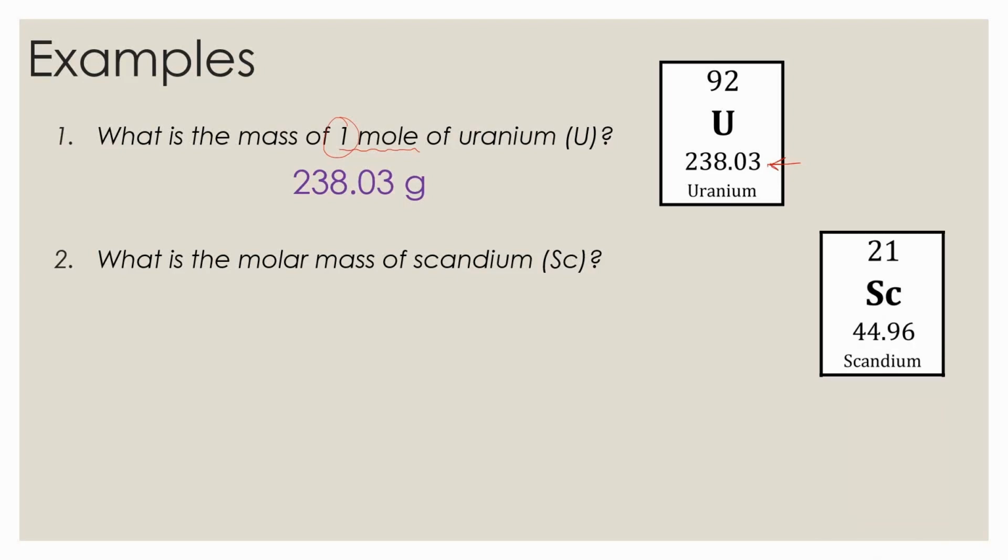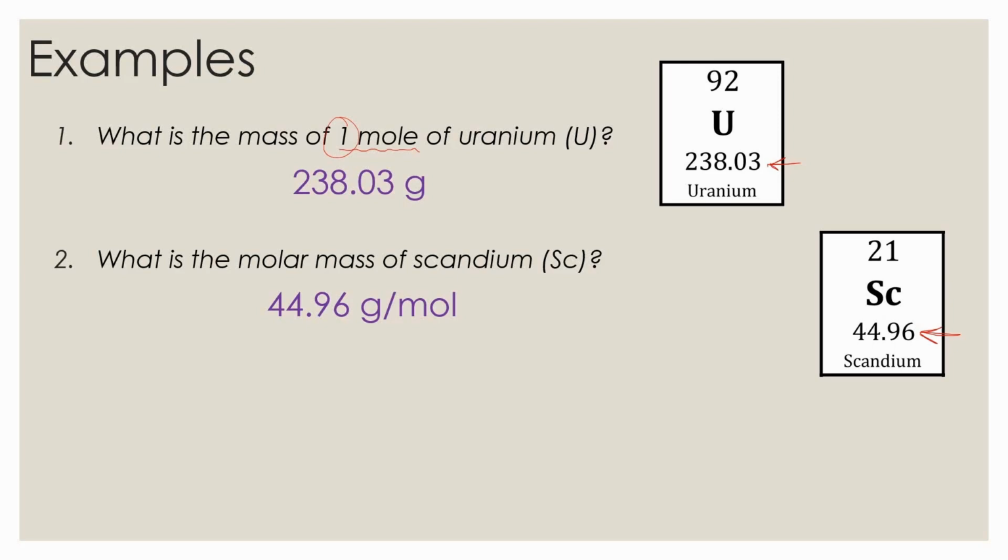Scandium is number 21, atomic symbol Sc. Again, the decimal number at the bottom of the square. We could say that that means that the atomic mass is 44.96 AMU. A single atom of scandium has a mass of 44.96 AMU. But we can also say that an entire mole of scandium has a mass of 44.96 grams, or the molar mass of scandium is 44.96 grams per mole.